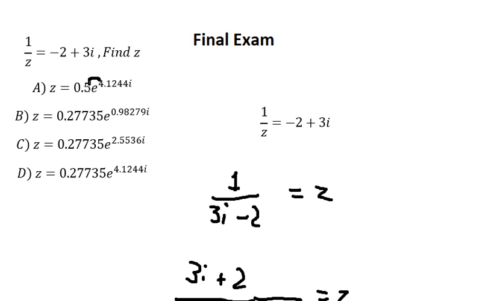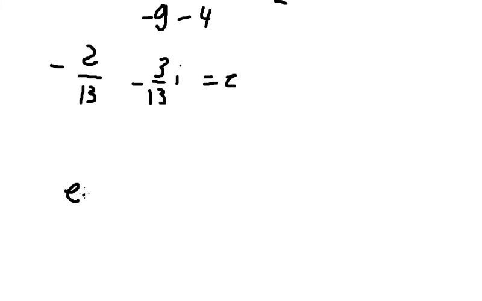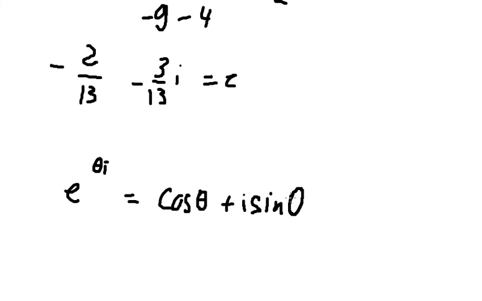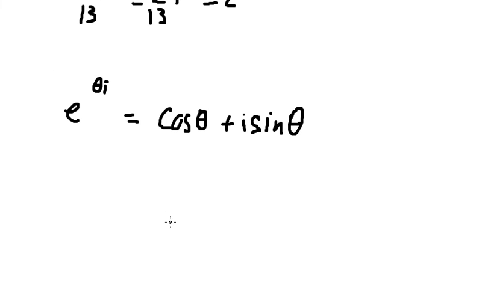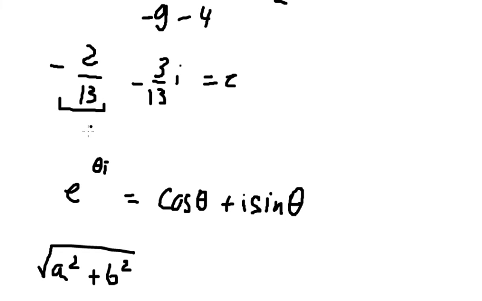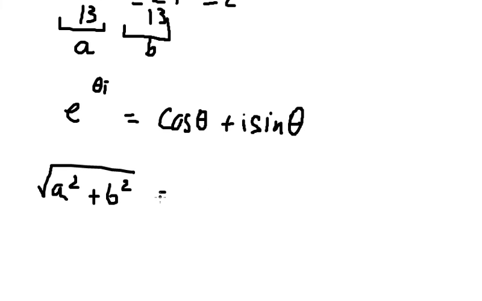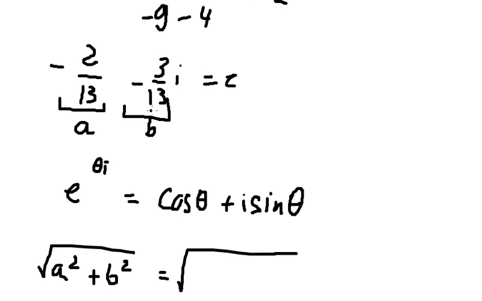So if we look on the answer, they yield about e. That means we have e to the power of theta i equals cosine theta plus i sine theta. So to do about this one, we need to find the square root of a square plus b square. a, that is about this one. b, that is about this one. So we put this number here.